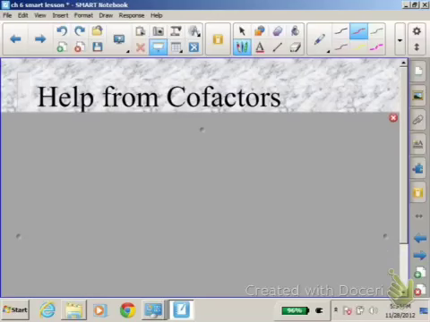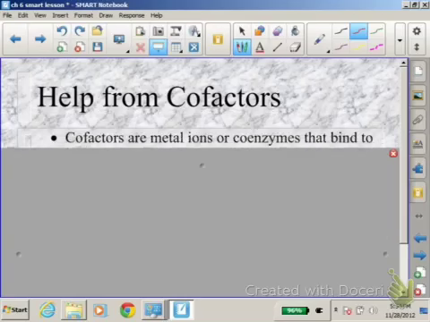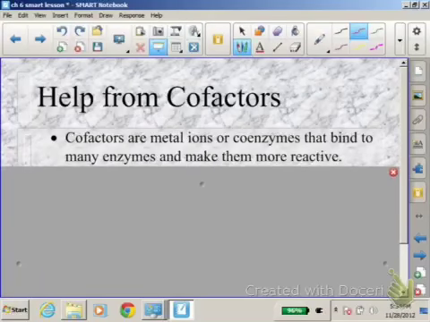There's a term here called cofactors. Remember, co means both, and usually co means that you're going to work together to do something. So cofactors are things that actually help enzymes. So if you look here, it says cofactors are metal ions or coenzymes that bind to many enzymes and make them more reactive. Okay, so they actually help enzymes work better than they would without them. Okay, so that's number 23.